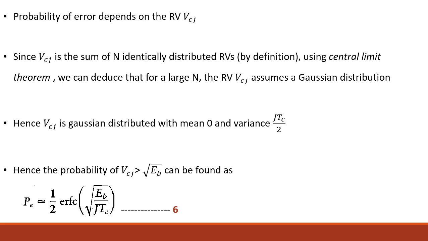So we can conclude that the random variable VCJ is now a Gaussian distributed random variable with mean value 0 and variance JTC by 2. The probability of error, which is the probability that the random variable VCJ takes a value greater than root EB, can then be found as probability of error equals 1 by 2 ERFC of root EB by JTC. We follow steps similar to the derivation of probability of error for the BPSK modulation scheme, and we arrive at this result. This equation is indicated as equation number 6.